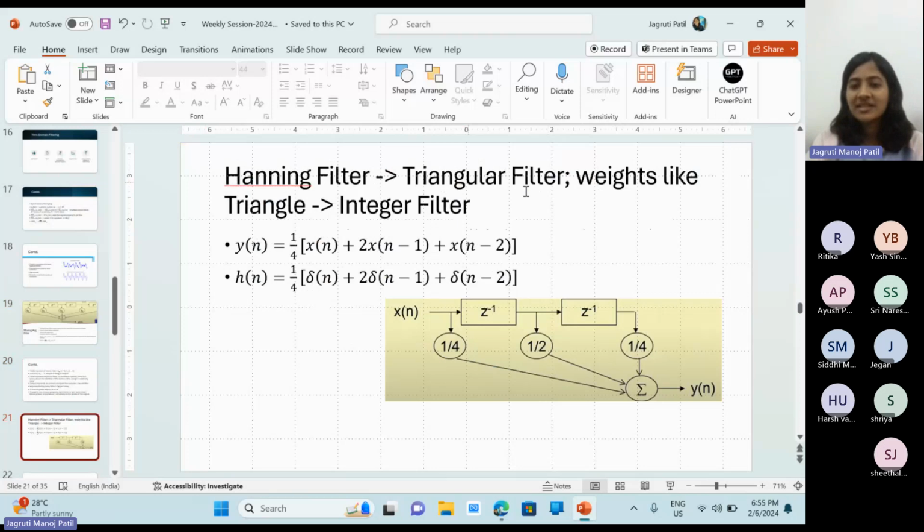So the simple analogy is that the weights are like a triangle. It's also called an integer filter. So if you see this system, how do we define it? It's like x of n being multiplied by 1 by 4. Everything's multiplied by 1 by 4 here. We take it out. Then we multiply this x of n by z raised to minus 1, times half, plus x of n times z raised to minus 2 times 1 by 4, and then we add all of them. As I said earlier, if the input given is the impulse, then the output would be the impulse response for the same.